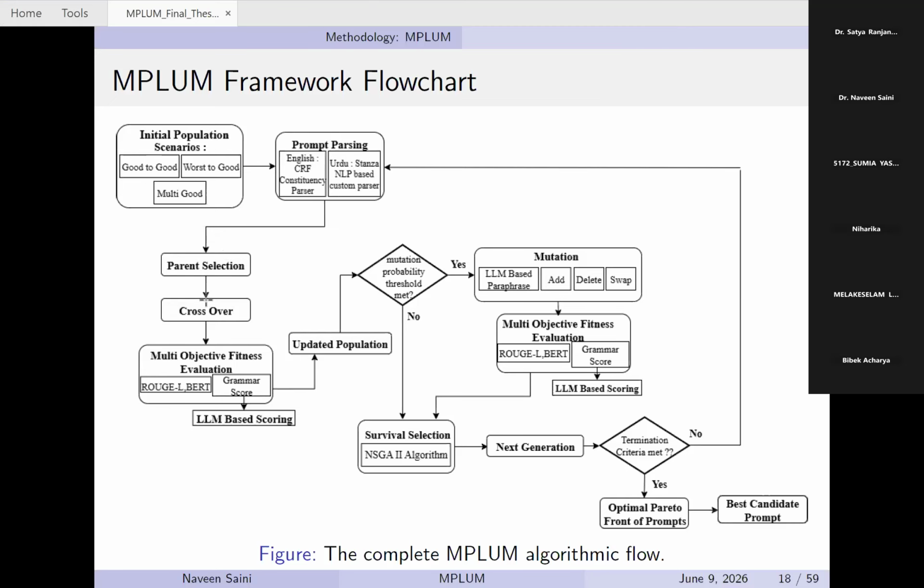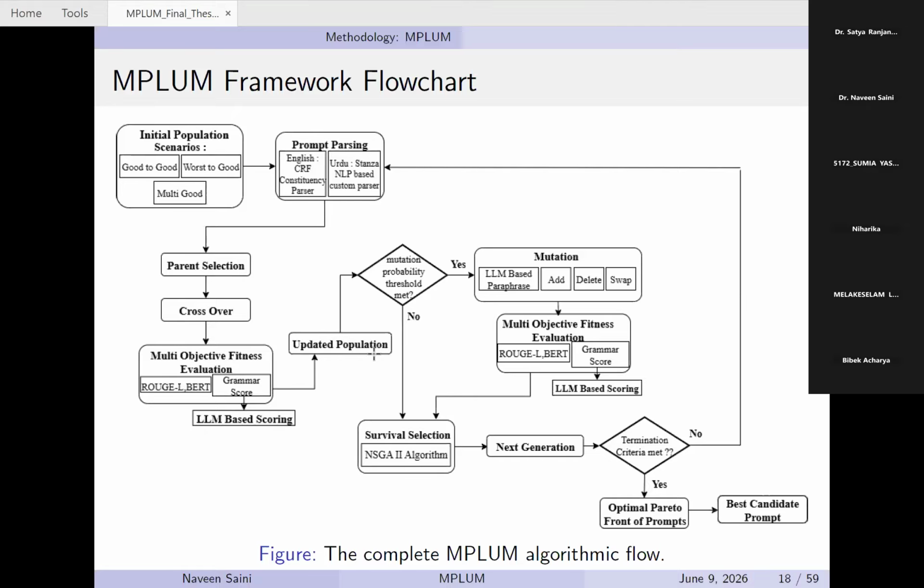After performing the crossover, we will evaluate the fitness score. We are assuming two different objectives. The first one is the summary quality and the second is the grammar score. The grammar score we are achieving with LLM-based scoring. After that, we are updating the population.